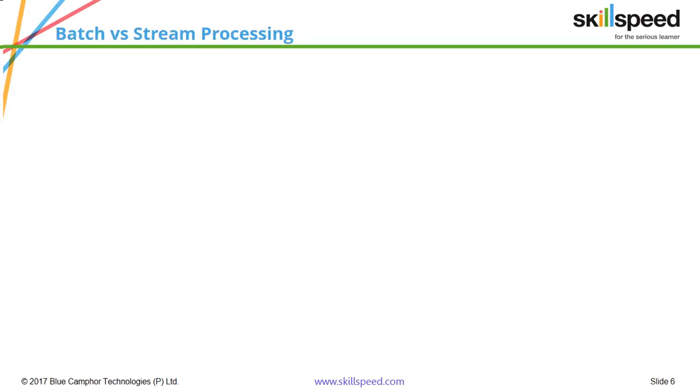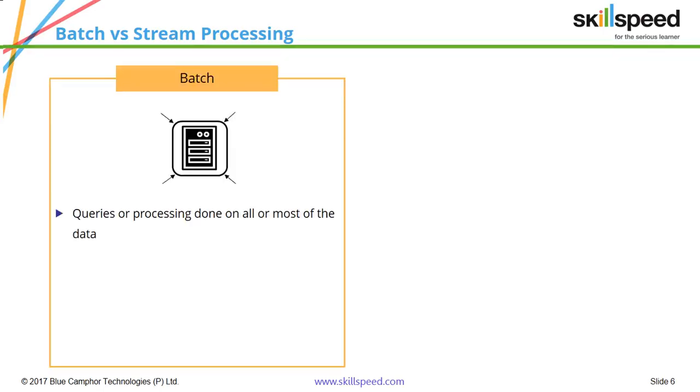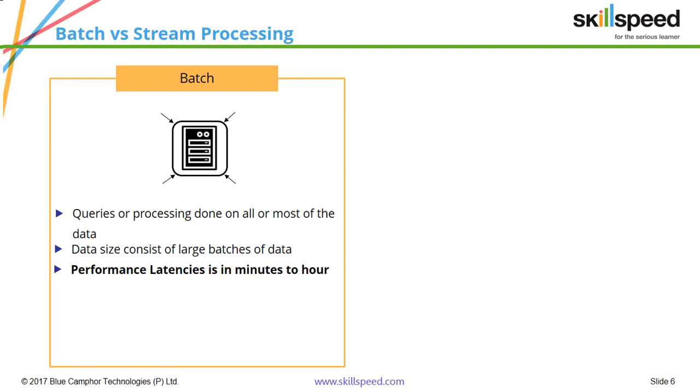Now let's quickly compare batch and stream or real-time processing. In batch processing, the queries are done on all or most of the data, and the data size is very huge, and the time taken to process the data might be from minutes to hours to days, depending on the size of the data, and the analysis becomes complex.